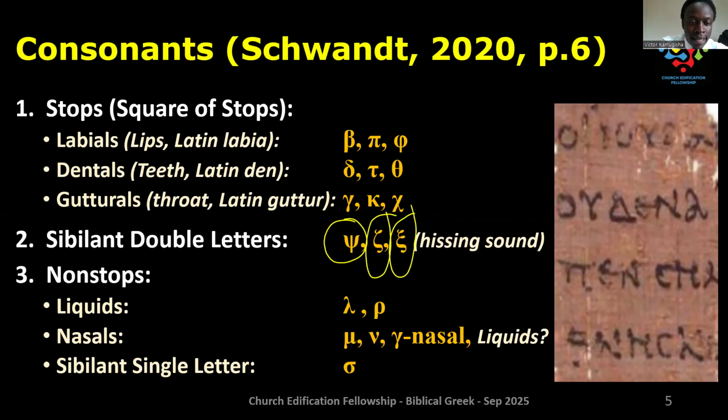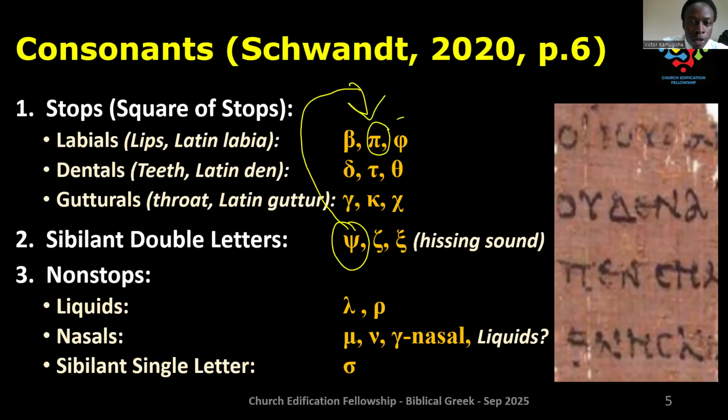Now, how these letters are formed, they are formed by one of the letters from the stops plus a sigma. So, for instance, the C is as a result of the P, okay, this P here. When you add a sigma to the P, you get C. So they are kind of two letters within one. So that's where the double comes from.